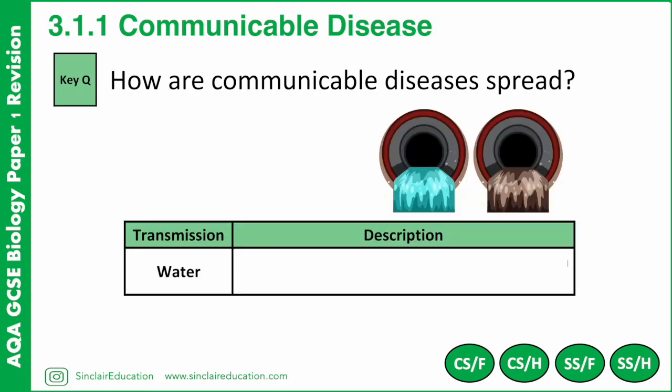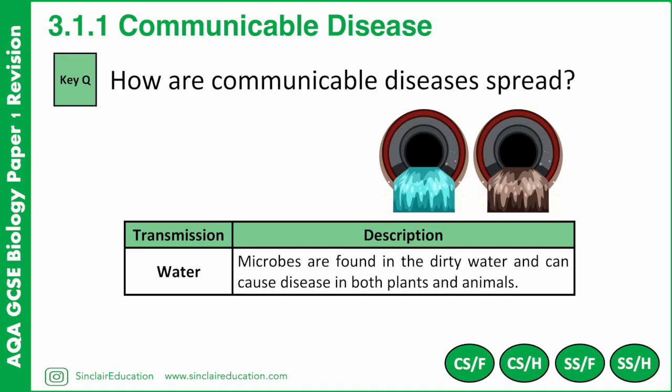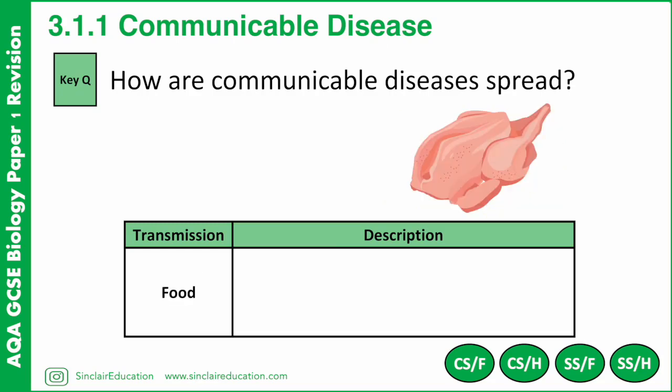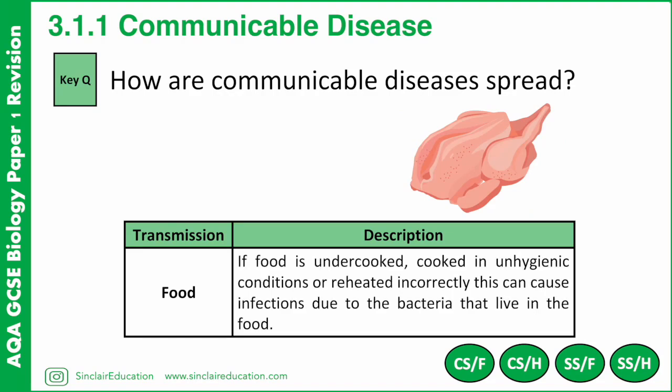We also have infections that can be spread by water. And typically what we'll find is that microbes in dirty water, so sewage or maybe water that's been contaminated with sewage, can then cause disease in plants and in animals. We also have microbes present in our food that have the potential to cause infection as well. So what we typically find is that food's not been stored correctly, it's not been cooked correctly, or just not kept in the most hygienic conditions. We can have bacteria at a high enough level on our food that can cause infection. And we'll touch on this when we talk about salmonella a little bit later.